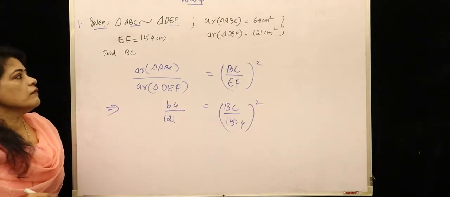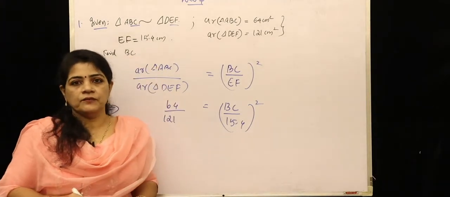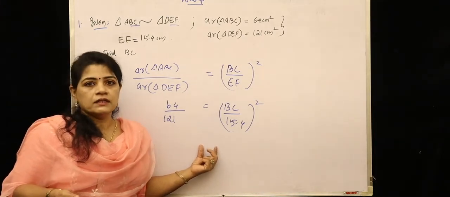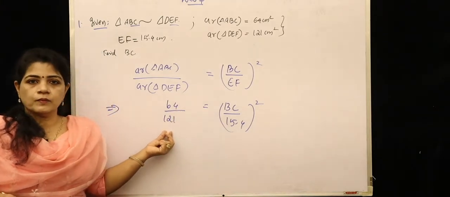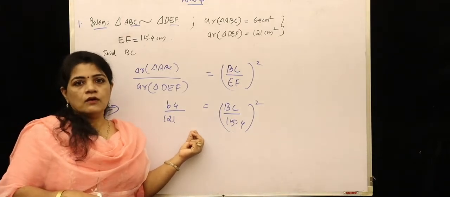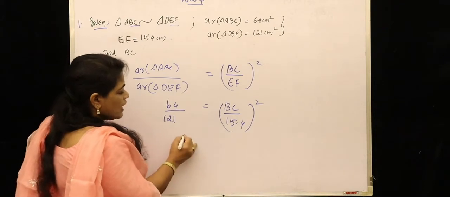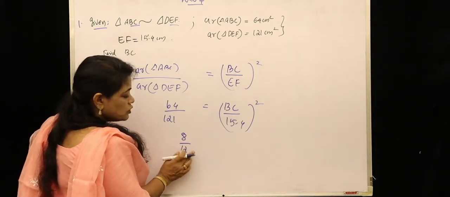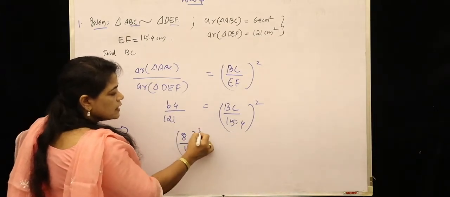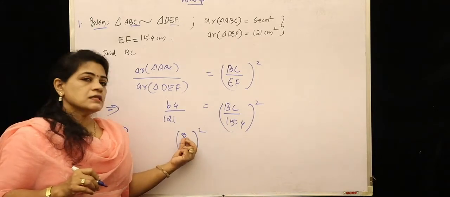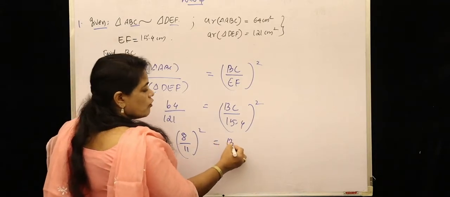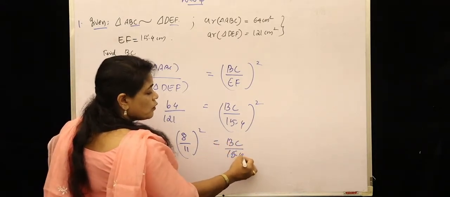Children, what is asked? We have to find the length of BC. So how can this be simplified? You can make this calculation easy. There are different methods, but when you look into this LHS part, 64 and 121 are square numbers. Can you write this in terms of 8 square? And 121 is also a square number, that is 11 whole square. Idea is clear, children? If you expand 64 divided by 121, it doesn't matter. This is already in square form, BC by 15.4 whole square.